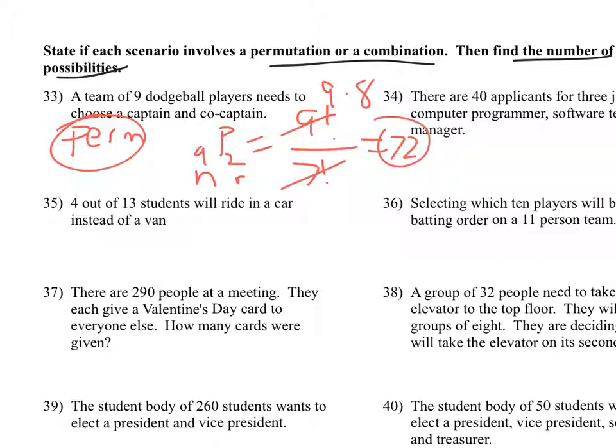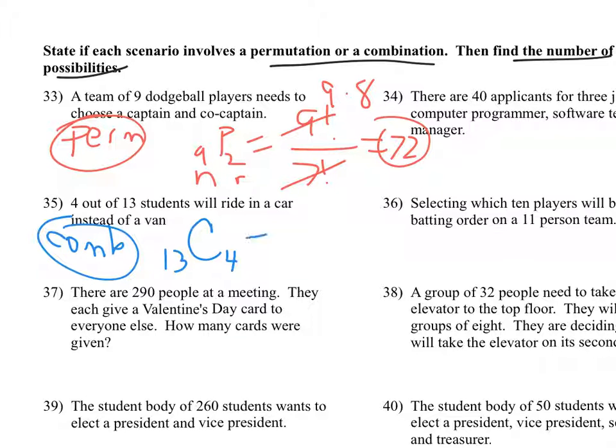That's a permutation. If you look at 35, 4 out of 13 students will ride in a car. So I've got 13 students, and I'm going to choose 4 of them. Order of the students doesn't matter. That makes it a combination. I'm just selecting a group of 4. The order doesn't matter. And so I'm going to do the number of combinations, 13 choose 4.